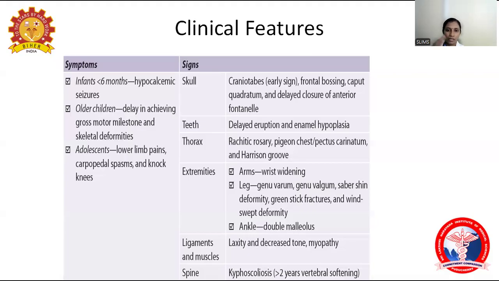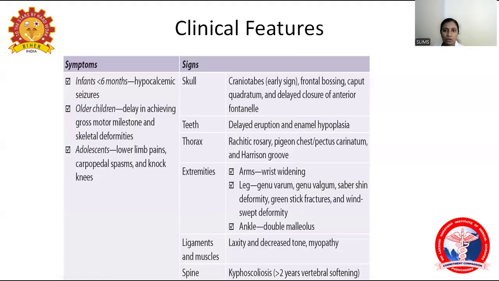In the signs, let's start from head to toe. Skull: one of the most important features here is craniotabes, which is an early sign. Because improper mineralization and ossification is occurring, the bones are still soft like baby skulls. So that is called craniotabes. It will be a little soft. Then the frontal part gets bossed in front because of all this. There is a positional thing, the frontal bossing occurs, so that appears prominent. Then the skull starts becoming box shaped, and that is called caput quadratum.